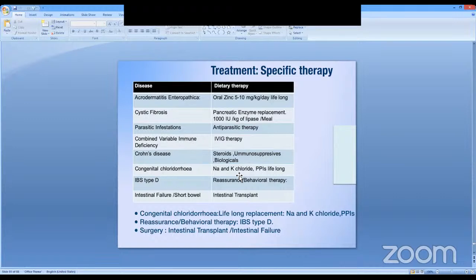Crohn's disease, we know, steroids with some immunosuppressives and biologicals. Congenital chloride diarrhea, sodium potassium supplementation with PPI, lifelong. IBS type D, that means diarrhea type IBS, reassurance and behavioral therapy. Intestinal failure and short bowel, intestinal transplantation.